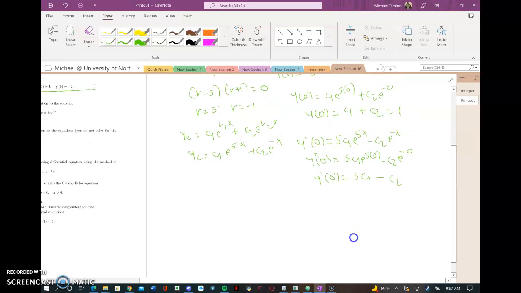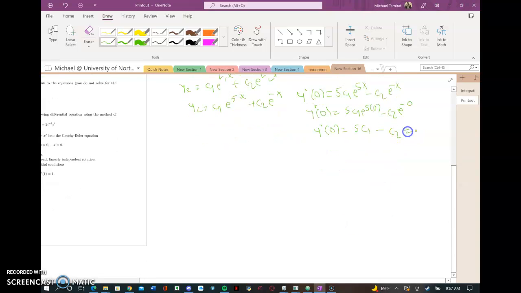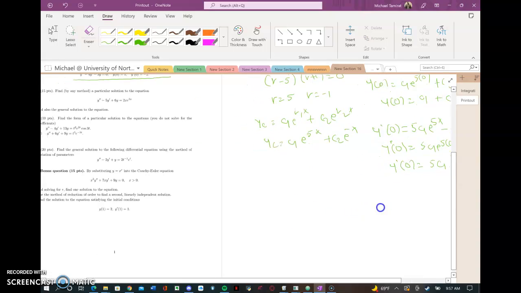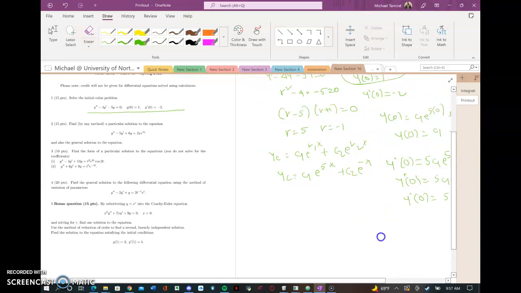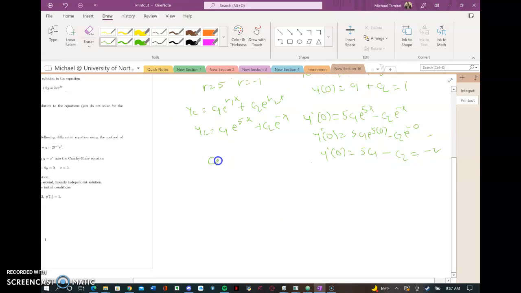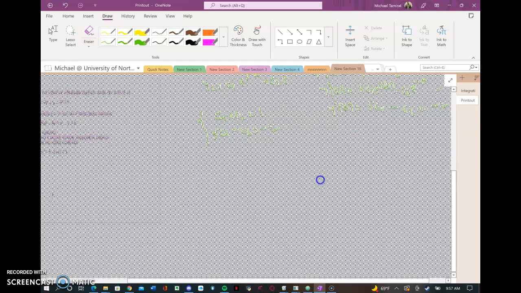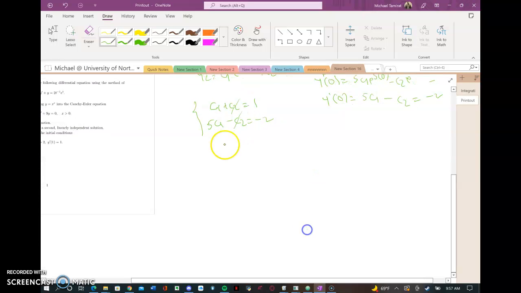Now we got 5 c1 and c2. We have to use a system of equations. This is going to be equal to negative 2. So we got c1 plus c2 equals 1 and 5 c1 minus c2 equals negative 2. In the system of equations, the c2 terms will cancel out. We got 6 c1 equals negative 1.